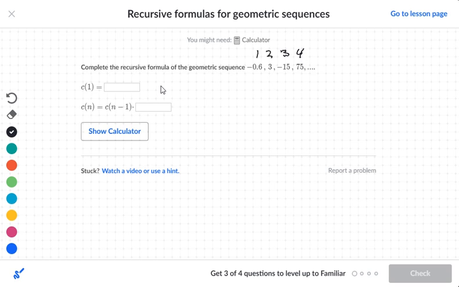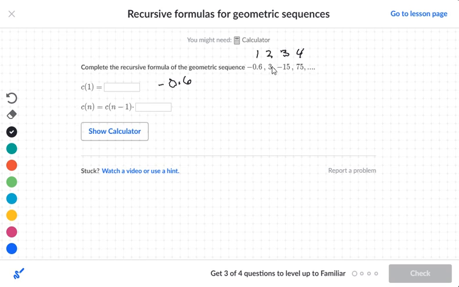So C of 1 would be a negative 0.6. Now what you want to do next is find what number you are multiplying. In other words, what is the rule? How can they move from negative 0.6 to 3? That might be kind of tough to see. But what about 3 to negative 15? Or what about negative 15 to positive 75?